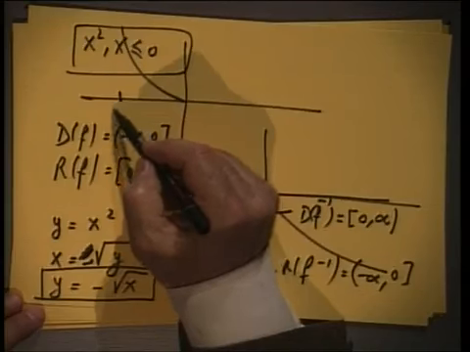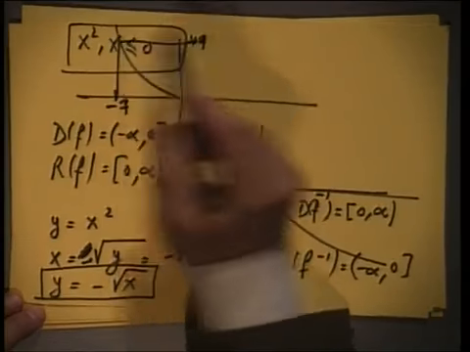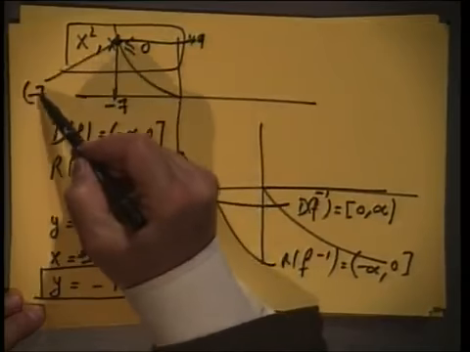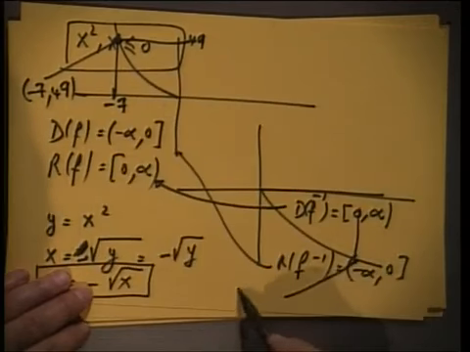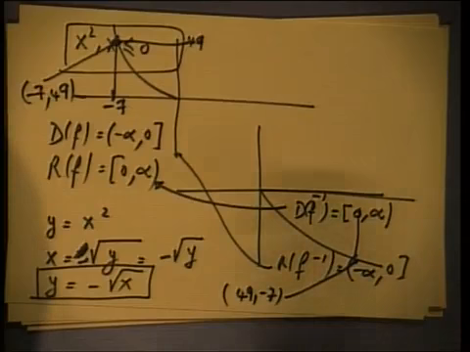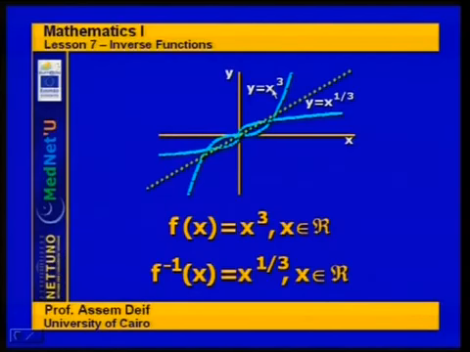Why is that? Because here, for example, you have the point minus 7, you get 49. So the point minus 7 and 49 lies on the graph of f, while the point on the other side, 49 and minus 7, lies on the graph of f minus 1. So the point (a, b) on the graph of f corresponds to the point (b, a) on the graph of f minus 1, and therefore both must be symmetric around the line y is equal to x.